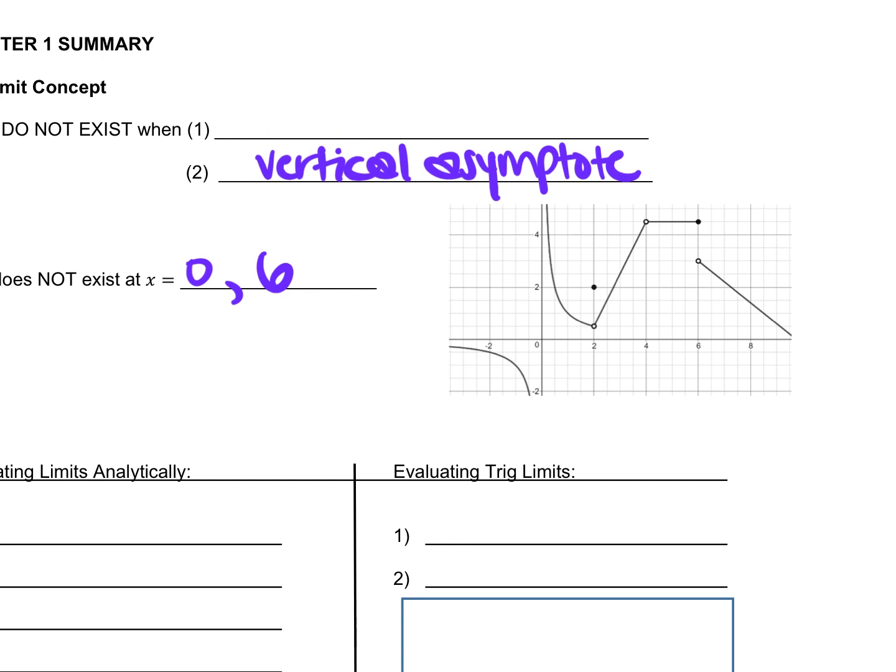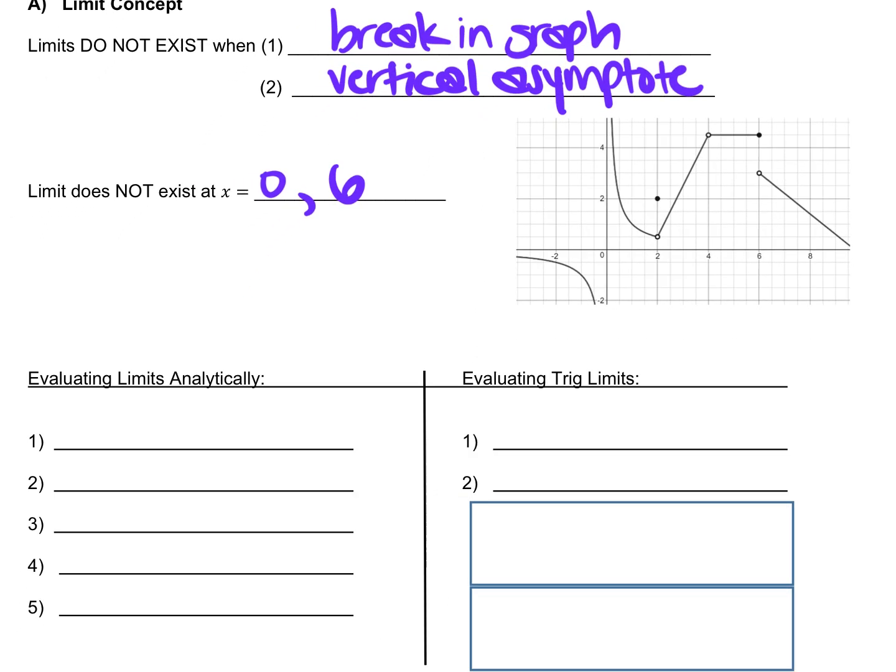Okay. So we really shouldn't say just a hole in the graph, because a hole in the graph can still have a limit. It's the break in the graph. So if you have a break in the graph like you see at 6, or you have a vertical asymptote, those are the places then you will not have limits.